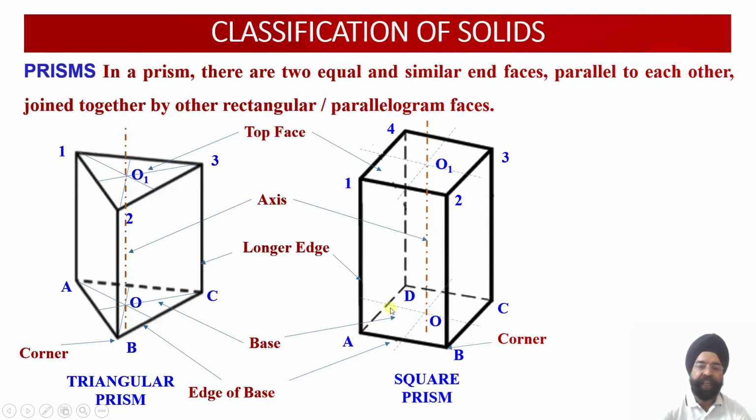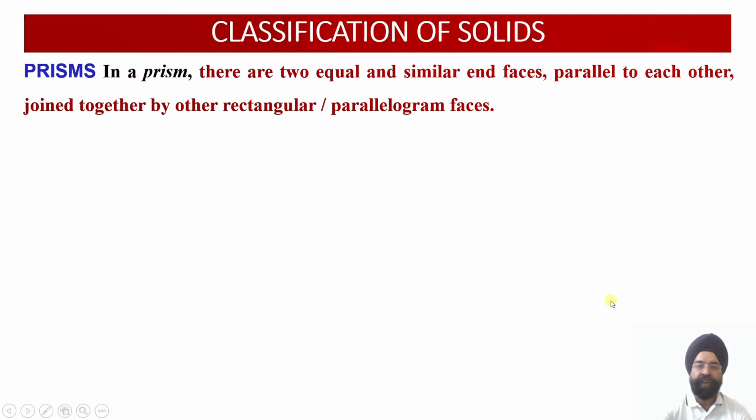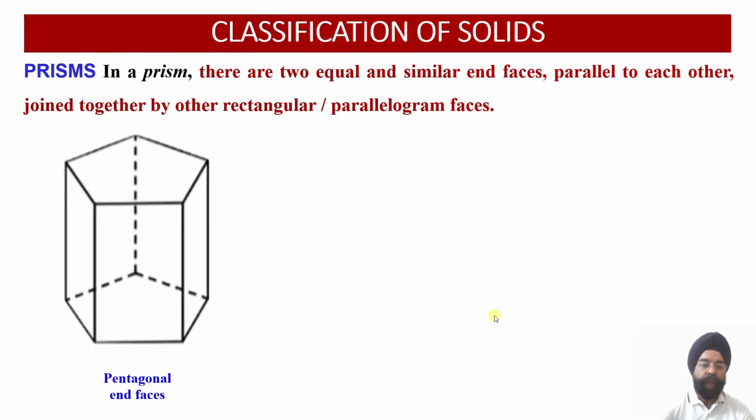Wherever any two edges meet, we get a corner. So this is the corner. Wherever we have marked these points A, B, C, D or 1, 2, 3, 4, these are all the corners over there. Now next we move on to pentagonal faces. So please see the pentagon also.